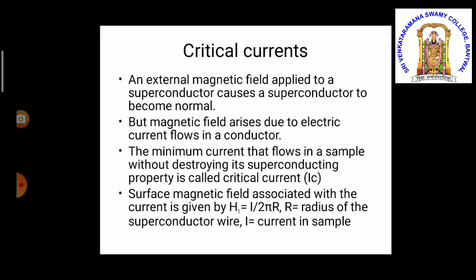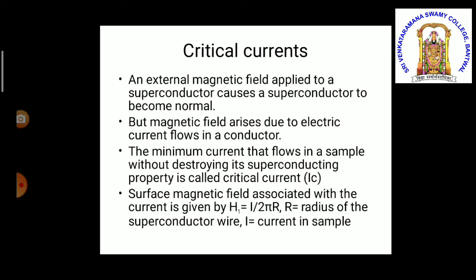The maximum current that flows in the sample without destroying its superconducting property is called critical current. If the current increases, the magnetic field increases. If the magnetic field exceeds Bc, then the superconductor becomes a normal conductor. So the surface current should be maintained such that it does not destroy its superconducting property. And that particular range of current is called critical current, denoted by Ic.